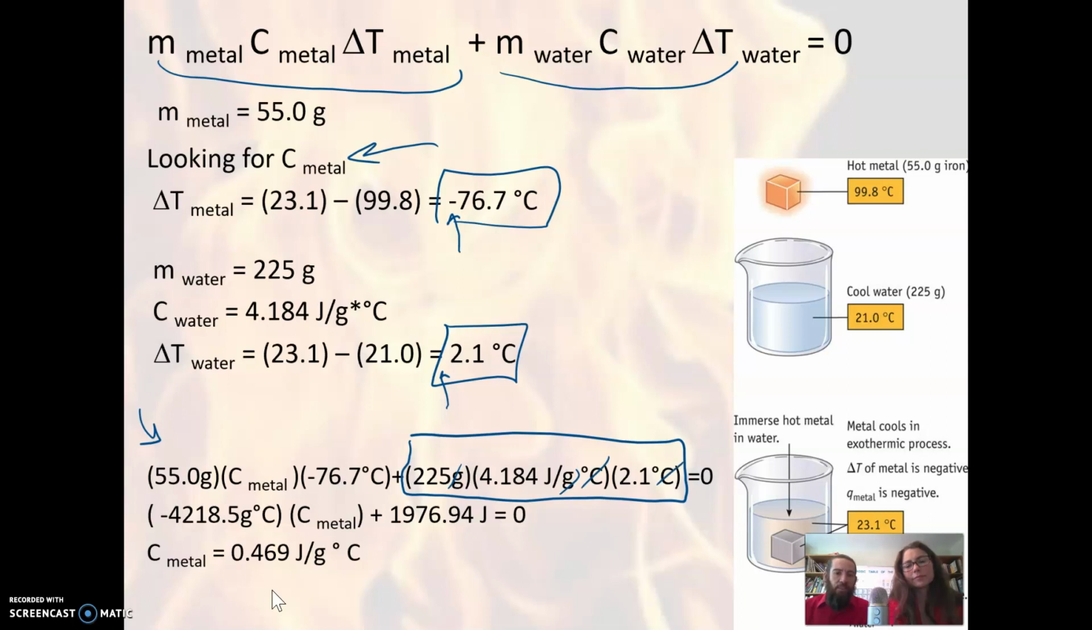On the left-hand side, we multiplied the 55 by the negative 76.7 degrees C, so that number, the minus 4218.5, now has units of grams degrees C, and then just times the specific heat of the metal, C metal. So what we started doing is moving stuff to the right to get C metal by itself. So I took that plus 1976.94 and I subtracted it, and then I had to do the same thing on the other side. So it canceled on the left, and I have a negative on the right, and then the final step is to divide by the negative, and the negative divided by the negative will give me a positive value.